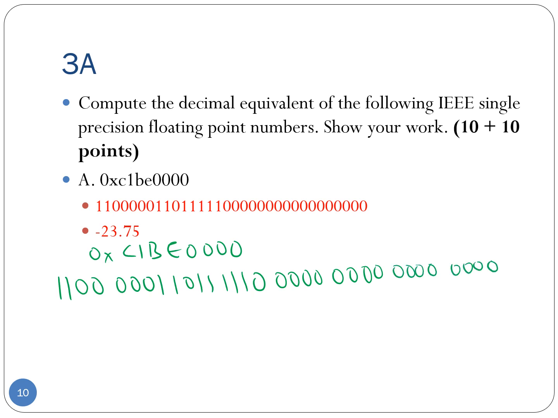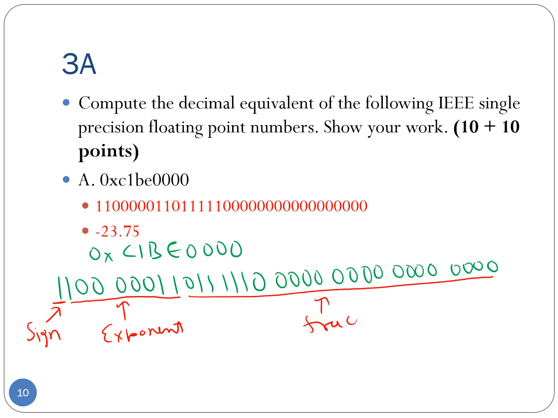Now, from the IEEE floating point representation, this 1 bit is the sign bit. The next 8 bits are the exponent, and the last 23 bits are the fraction. So the sign bit is 1. This means our number is a negative number. The exponent is 1 followed by 5 zeros and then 1 1. This is in excess 127 representation. We need to translate this back into decimal, and then there is the fraction. So let's work on this on the next slide.